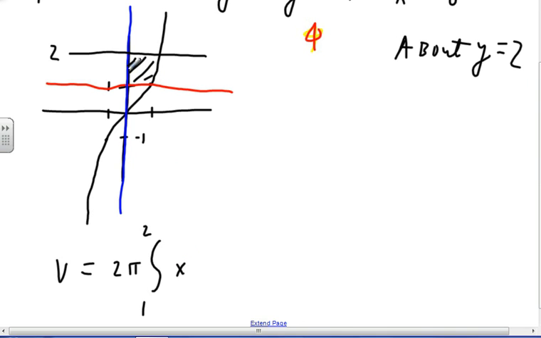Now, what is my radius? My radius is going that way. And then this is going to be my height. My radius. What's my radius going to be? I don't know.